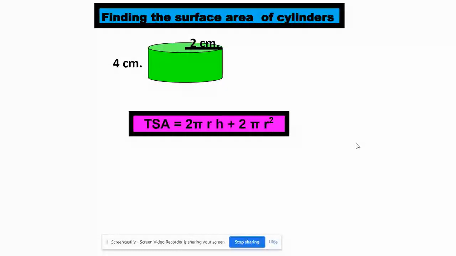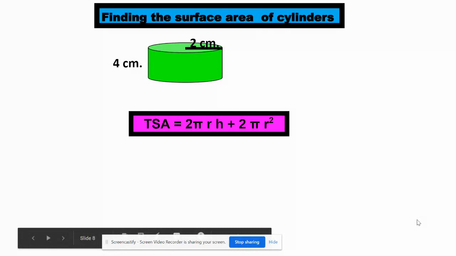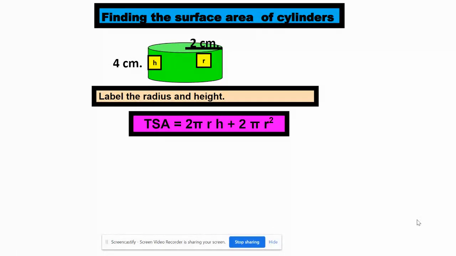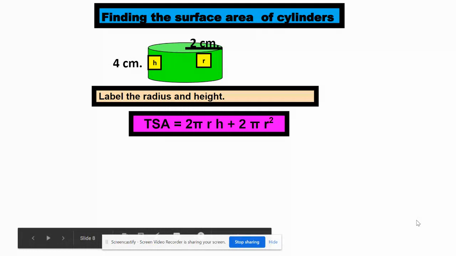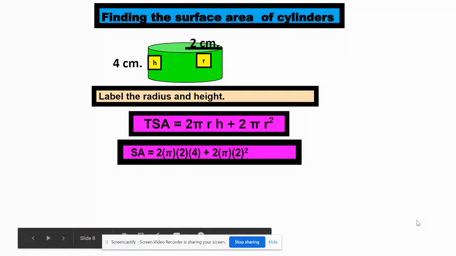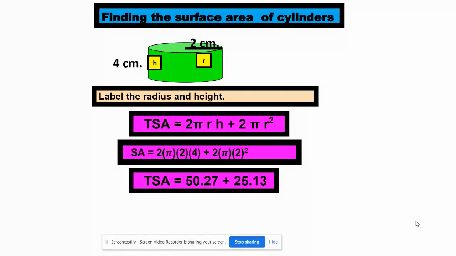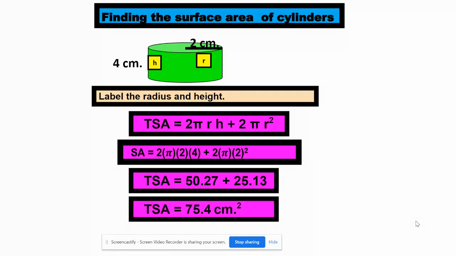So let's go ahead and begin. We start with what our formula needs, radius and height. We identify the radius and height. Now I'm able to substitute my values in place of my variables. And I can grab my calculator and put the information in the calculator to begin calculating. And I get a total surface area of 75.4 centimeters squared for my surface area of this cylinder.